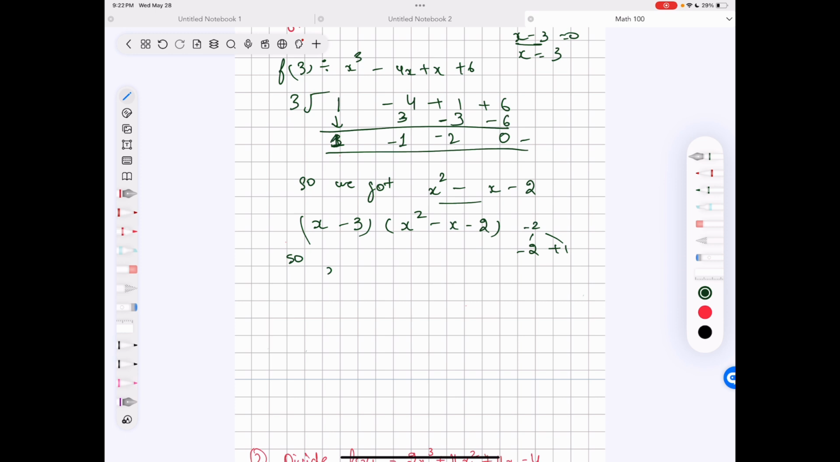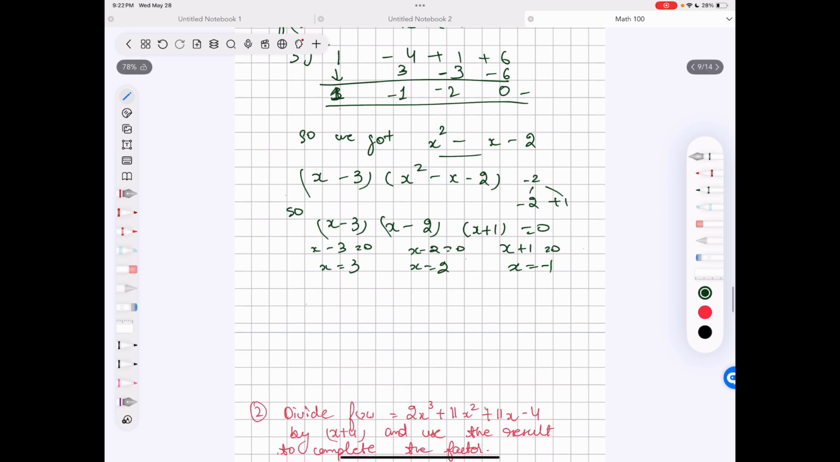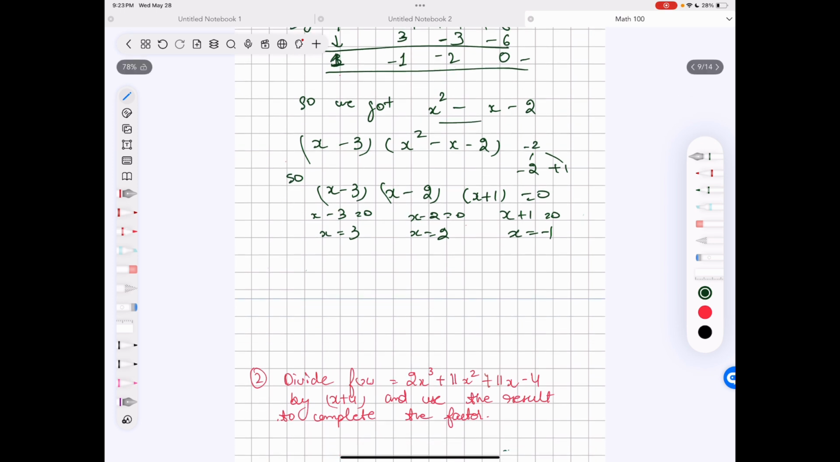So we can write it as x minus 3. This is a factor by itself. And we can write x minus 2 and then x plus 1 equals 0. We're going to set each factor equal to 0 now. x minus 3 equal to 0 would give us x equal to 3, and x minus 2 equal to 0 gives us x equal to 2, and then x plus 1 equal to 0 gives us x equal to minus 1.